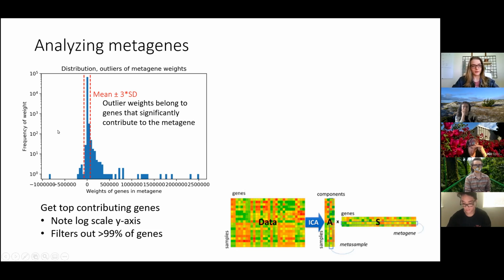Note that this y-axis is a log scale. Doing this, getting the genes outside of this interval, filters out over 99% of genes. In the code that I've written, you can change this number to get either a larger set of genes or a smaller set of genes, depending on how much you want to see.